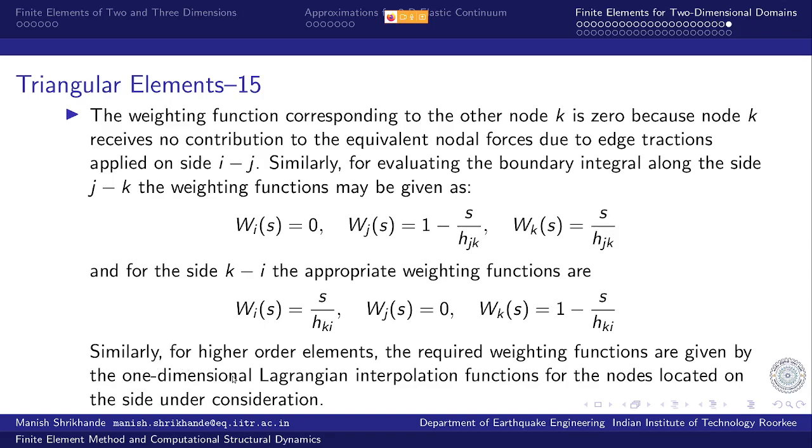So that's what I was mentioning. For higher order elements, the required weighting functions are given by one-dimensional Lagrangian interpolation functions for the nodes located on the side under consideration. So that's the end result, and that is how we develop the computer codes. We just use this end result, and for boundary integrals, we just make use of one-dimensional Lagrangian interpolation and evaluate the integrand accordingly.